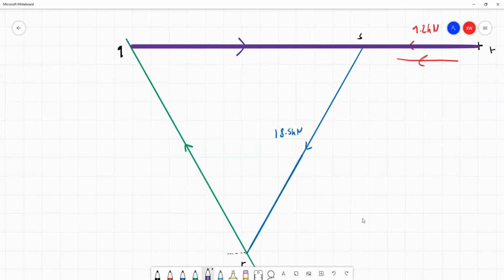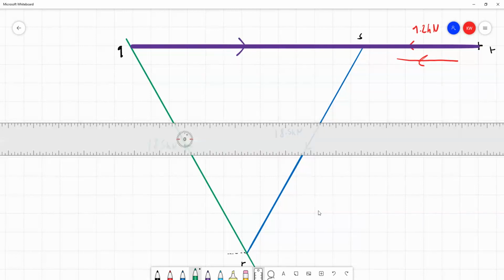Again, looking at this, you can see that the triangle that's formed here, the green line, if we measure it, is going to end up being 18.5 kilonewtons as well. And again, you can measure that for yourself to convince yourself when you're doing this that's indeed the case. But in this triangle, we'll have 60-degree angles. So the blue line, the green line, and the part of the purple line between Q and S will all be the same.